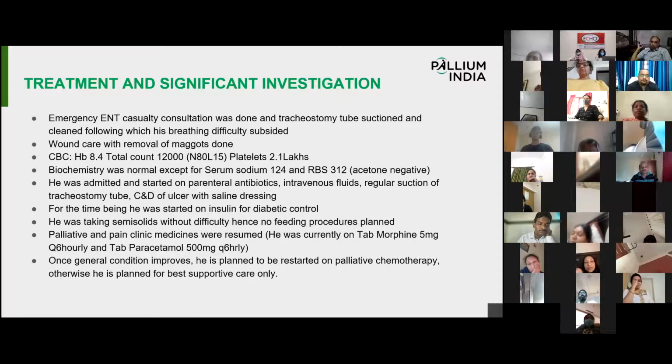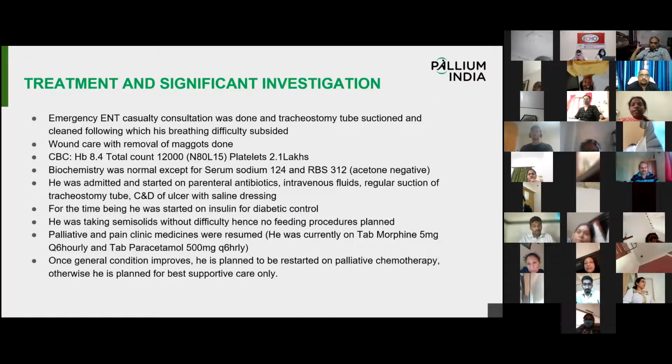The treatment given to the patient: emergency ENT casualty consultation was done. The tracheostomy tube was suctioned and cleaned, following which his breathing difficulty subsided. Wound care with removal of maggots was done. He had HB 8.4, total count of 12,000 and platelets 2.1 lakhs. Biochemistry was normal except for a low sodium, and he was an uncontrolled diabetic. RBS was 312, which was acetone negative.